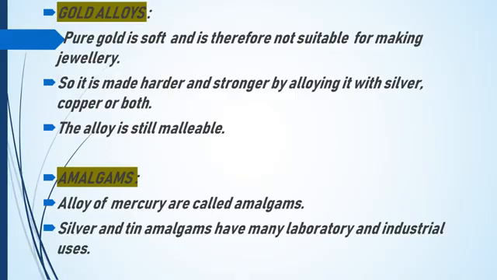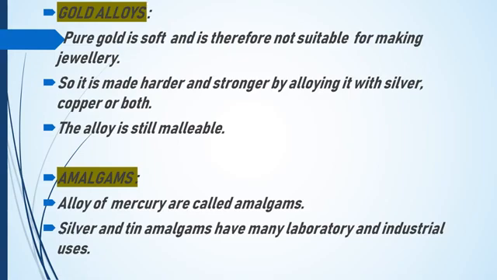The alloy is still malleable. Malleable means we can spread it into thin wires. So to give a hard structure to the gold as well as to keep it malleable, and to make wire, we add silver and copper to the gold.